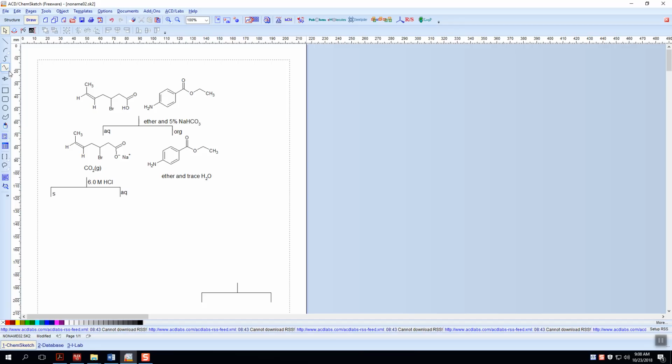What am I going to have in the solid? Well, the solid is going to be my original molecule. Lucky for me, I already drew it. So Control C, Control V, and I'm going to put my molecule back in like so. In my aqueous layer, I'm going to have NaCl, which is the aqueous solution.